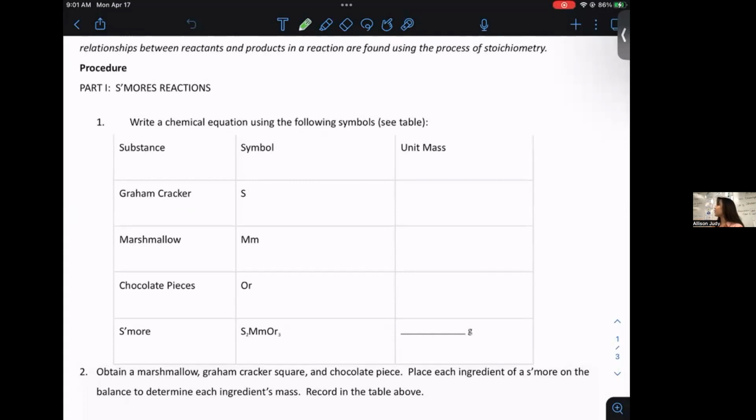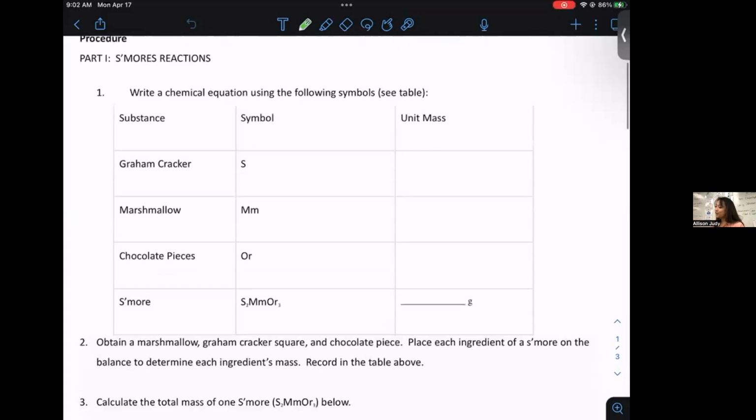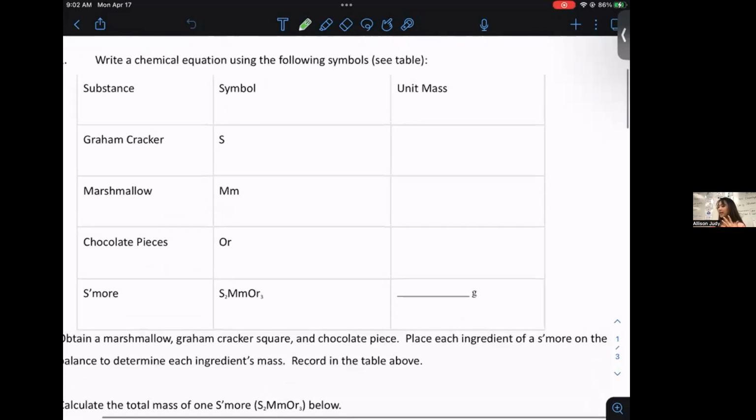How to build a s'more. What's the ratio of ingredients for a s'more? And so what we're going to do is everybody's going to get a graham cracker, and we're going to give the graham cracker element a symbol. We're going to give the graham cracker the symbol of S. We're going to give the marshmallow a symbol of MM. We're going to give the chocolate piece a symbol of OR. And we're going to give the entire compound a chemical formula of s'more.